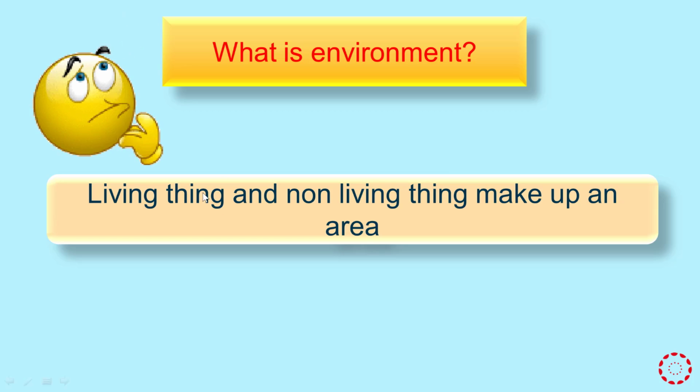Environment: living things and non-living things make up an area. We can see them together in a region in our area. So this place we name it environment. Environment is the place that has living and non-living things together. We can see them together in this place.